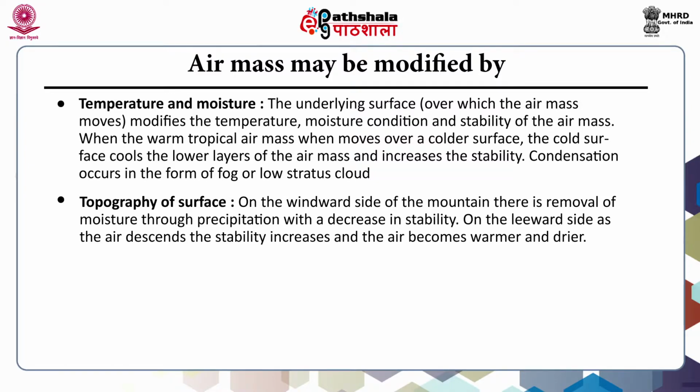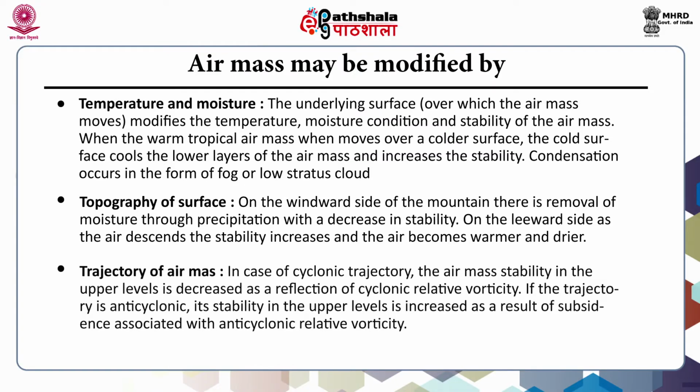On the windward side of the mountain, there is removal of moisture through precipitation with a decrease in stability. On the leeward side, as the air descends, the stability increases and the air becomes warmer and drier. The third one is the trajectory of the air mass. In case of cyclonic trajectory, the air mass stability in the upper level is decreased as a reflection of the cyclonic relative vorticity. If the trajectory is anticyclonic, its stability in the upper level is increased as a result of subsidence associated with anticyclonic relative vorticity.